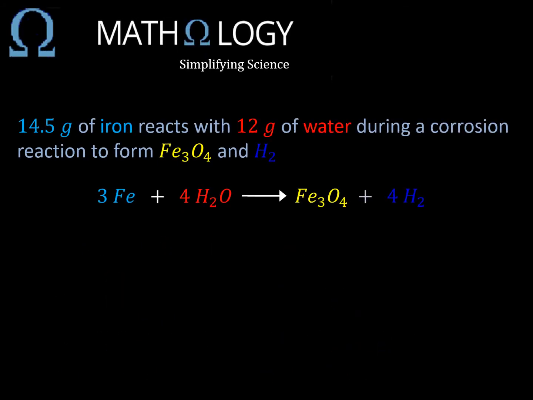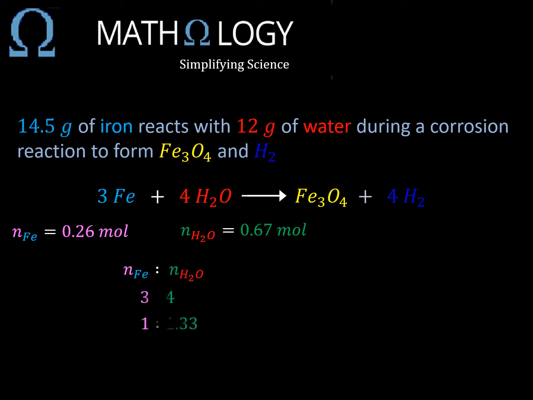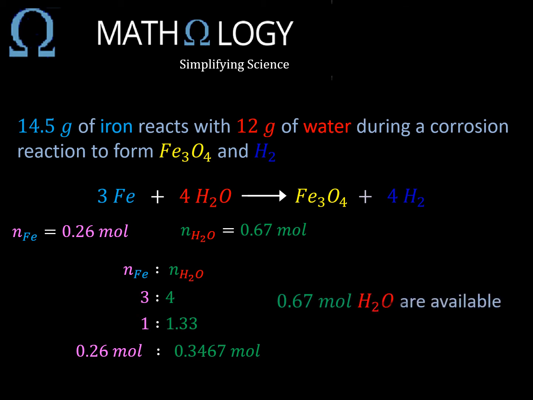We have 0.26 moles of iron, and 0.67 moles of water, available. Since iron and water react in the ratio 3:4, it follows that 0.26 moles of iron will react with 0.3467 moles of water. And since there are 0.67 moles of water available to react, it follows that water is in excess, and iron is the limiting reagent.